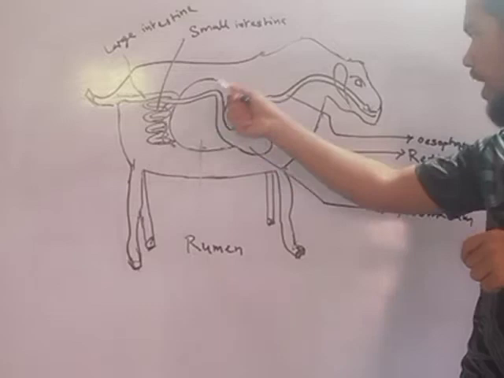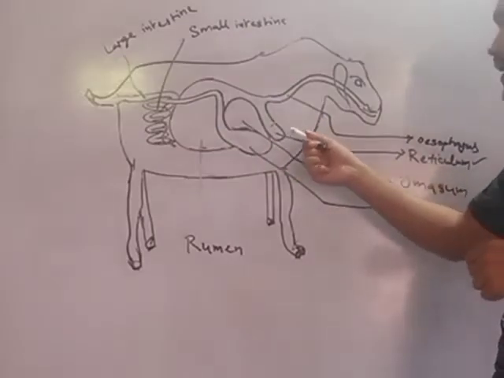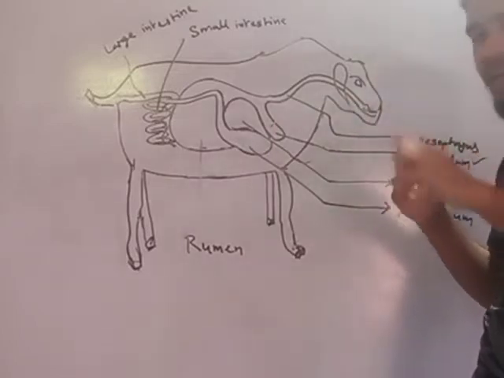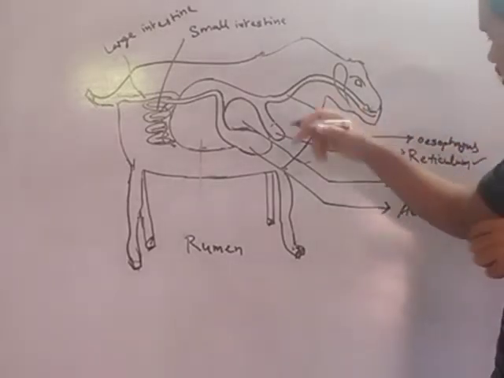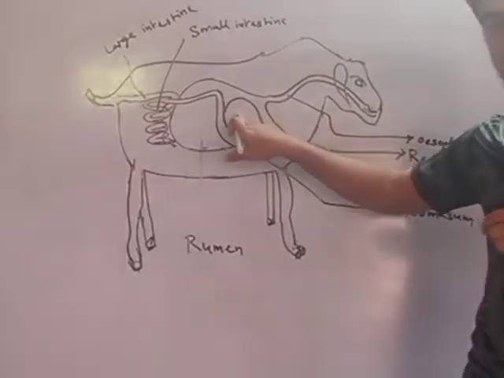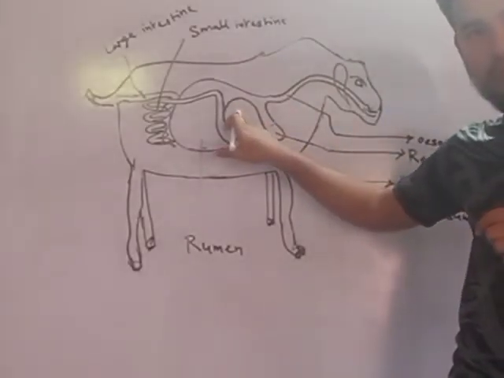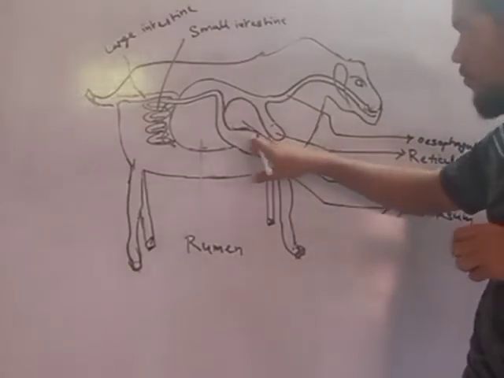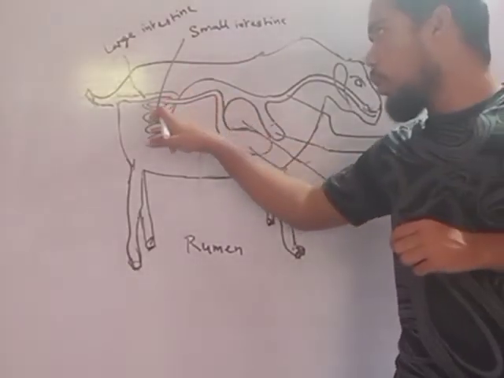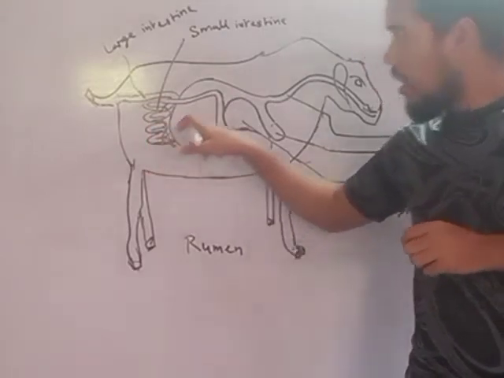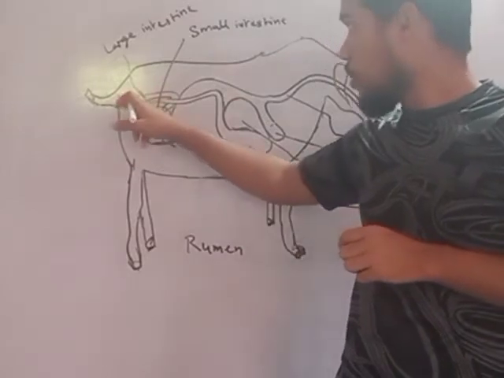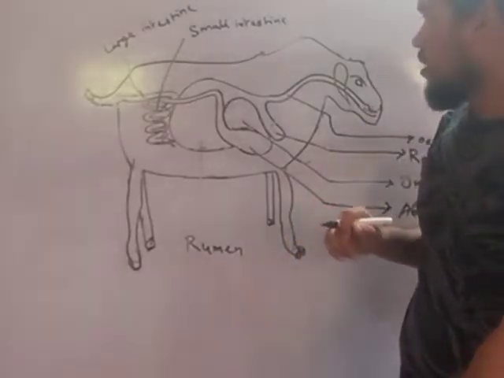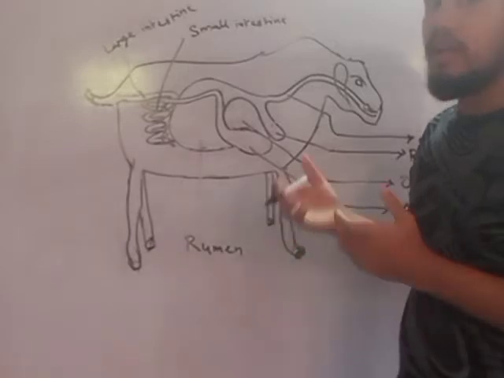After the rumen, the food product again comes into the reticulum and then from the reticulum to the mouth. In the mouth, they completely chew the food product and send it to the omasum. After the omasum, it goes to the abomasum. After the abomasum, it goes directly into the small intestine, and from the small intestine into the large intestine, like humans. The food product is then processed like in human beings.